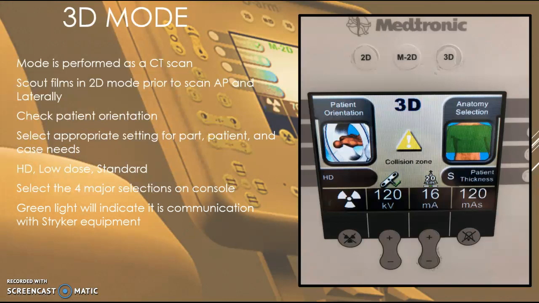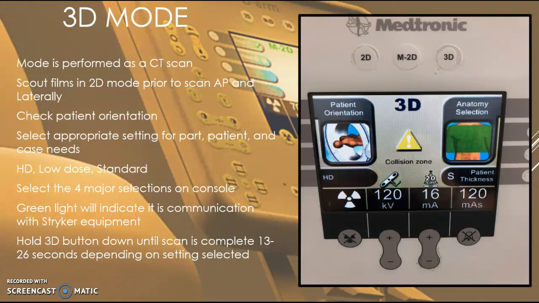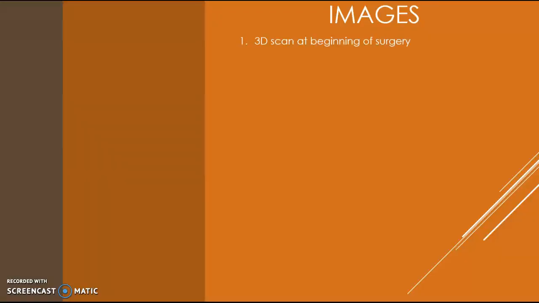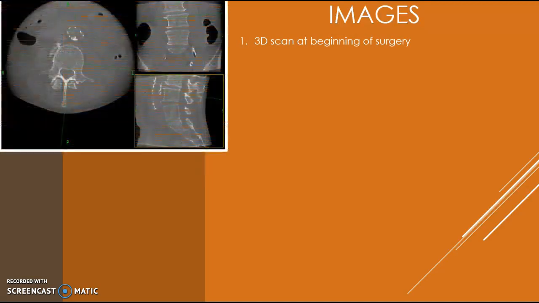So whenever you are ready to do your scan, there are green lights that appear on the boom, on the stealth station, and the O-arm, and you want to make sure that all 3 of those are green, and that means they're all communicating in order for you to do your scan. So whenever you go to do your scan, you hold down the 3D button, and depending on what you chose here, HD, low dose, or standard, the scan could take between 13 to 26 seconds for you to get that scan done. So what do the images exactly look like?